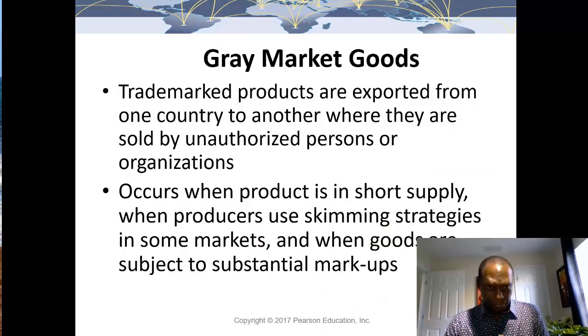I mean, it was a joke, but gray market goods are interesting because of one of the things that we found out before in one of the cases, the Walmart case, where they had the Cuban-made products. Well, there is a way to get gray market goods. Now, the way it's defined here is trademarked products are exported from one country to another where they are sold by unauthorized persons or organizations.